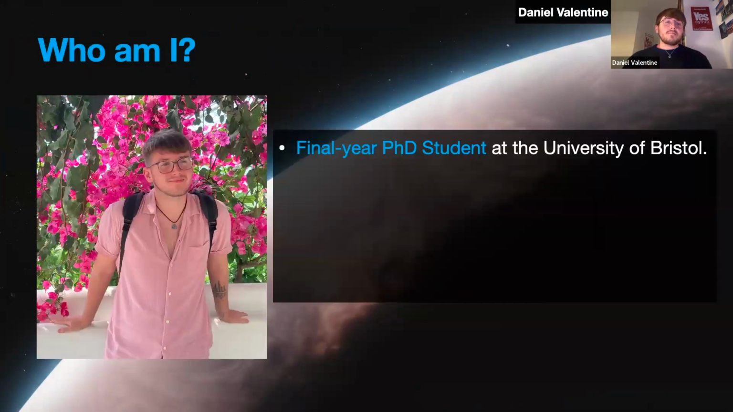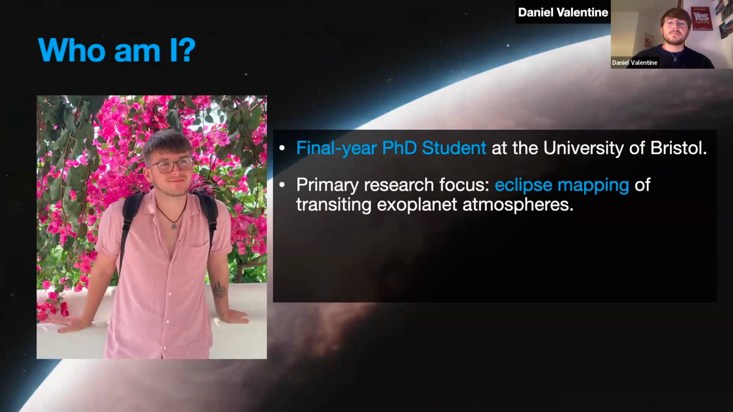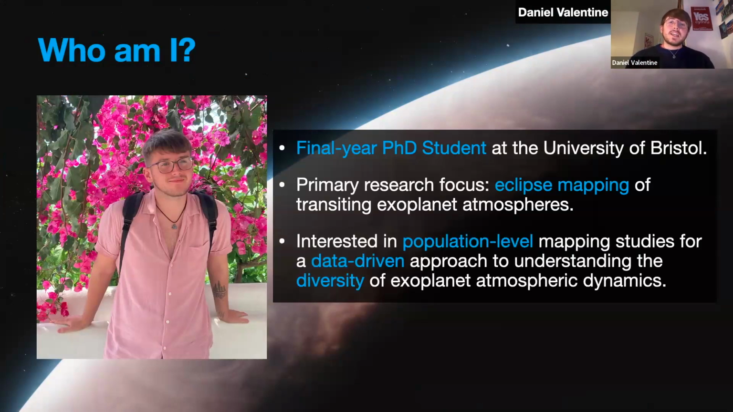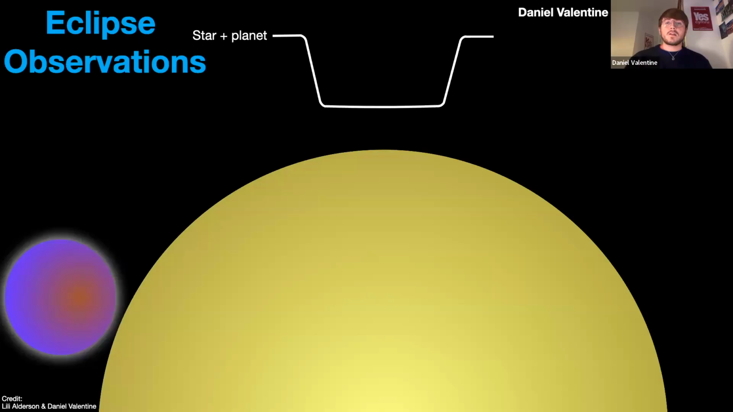For anyone I haven't met yet, my name's Daniel Valentine, and I'm a final year PhD student at the University of Bristol, where I work on eclipse mapping of exoplanet atmospheres. What I'm particularly interested in is population level mapping studies for a data-driven approach to understanding the diversity of exoplanet atmospheric dynamics. So let's start off with, how do eclipse observations actually work?